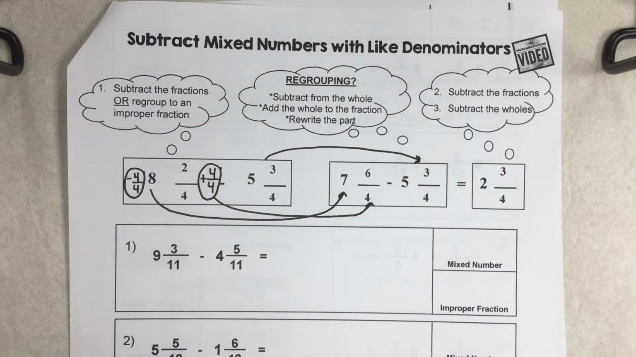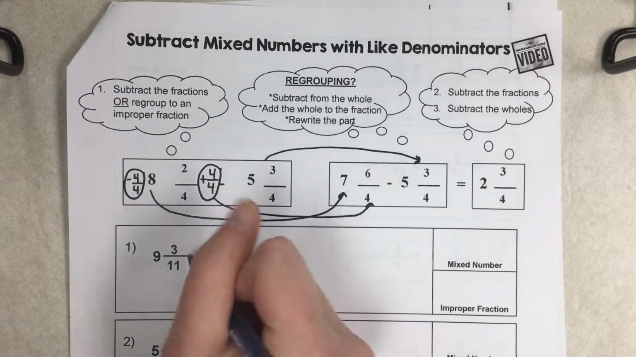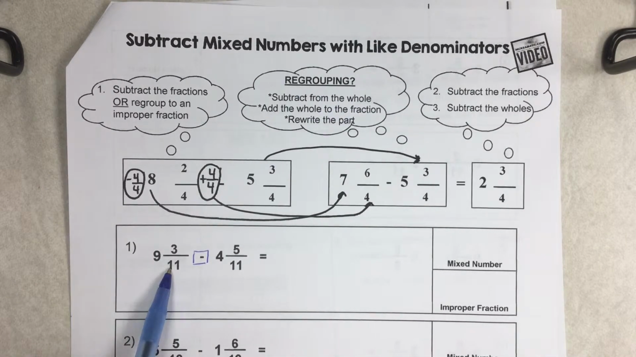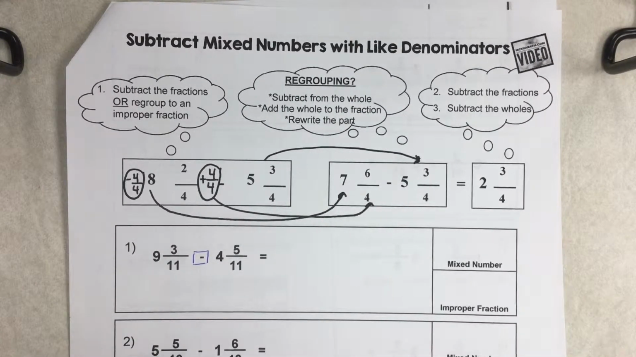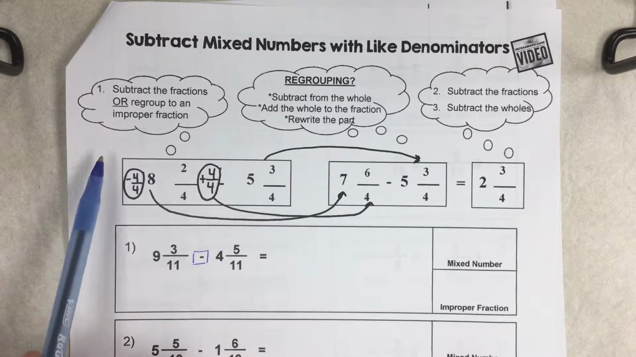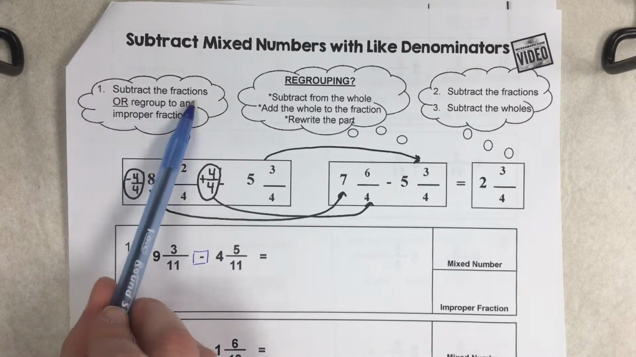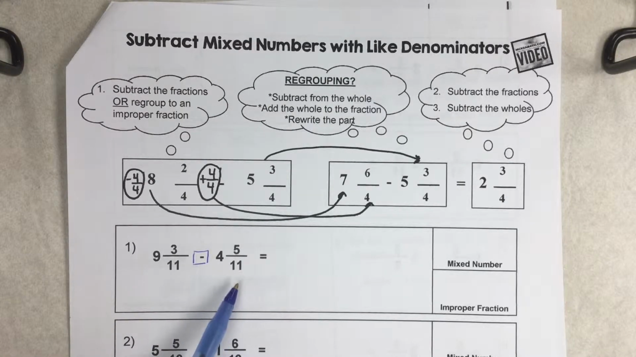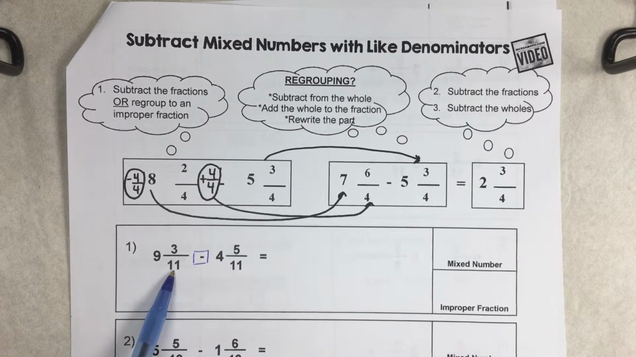Okay, let's look at number 1. 9 3/11 minus 4 5/11. I am subtracting, so I know my denominators have to be the same. 11 and 11 are the same, so I'm good to subtract, and I can start following my steps. Step 1 is to subtract the fractions. So 3/11 minus 5/11. I can't subtract because my bigger number is second and my smaller number is first.